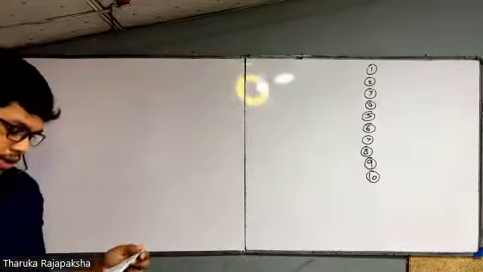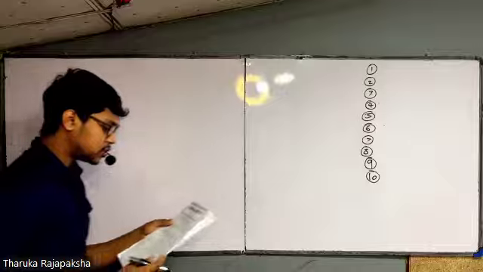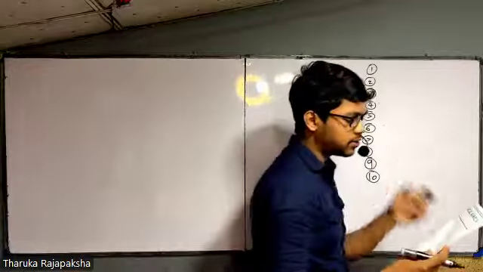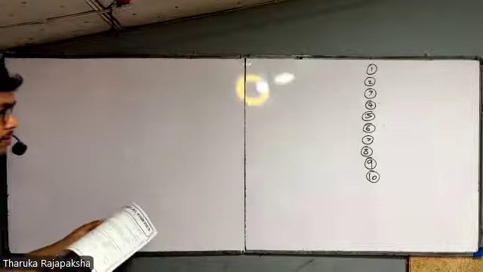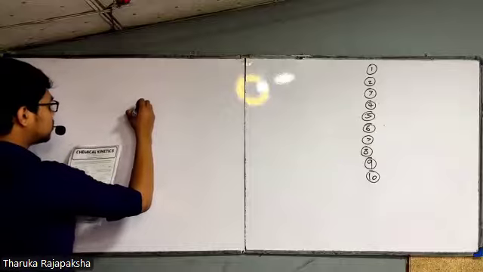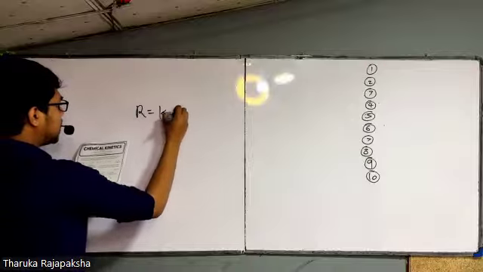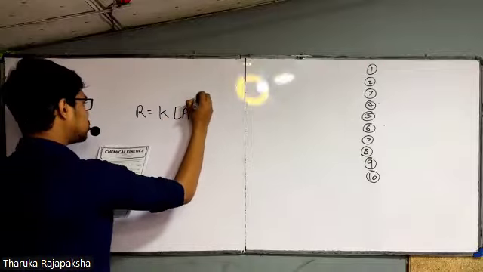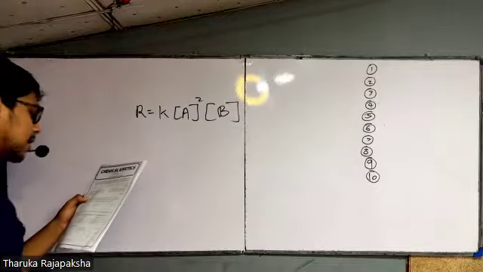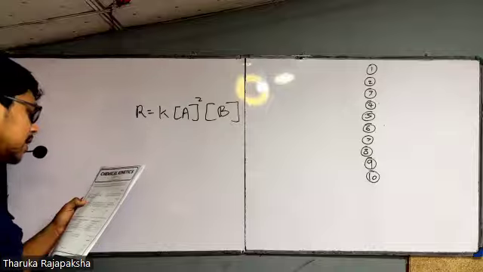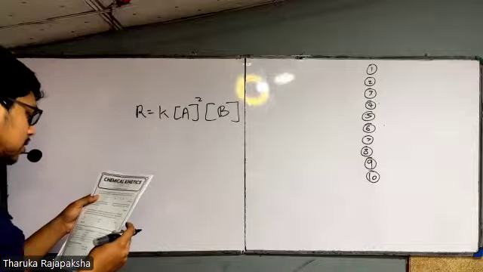Right. MCQ number 1. 2A plus B goes to 2D is a single step reaction. Okay, now that is a single step reaction. That means it's an elementary reaction, right? That is an elementary reaction. So you can write R equals K times concentration of A to the power 2 times concentration of B. For given concentrations of A and B, the rate of the reaction is equal to R.